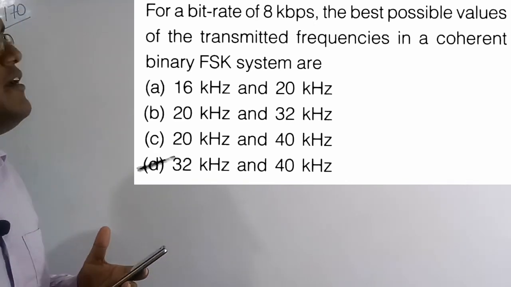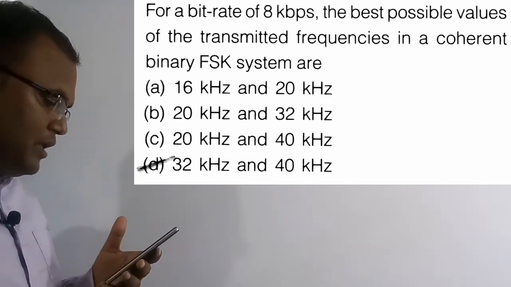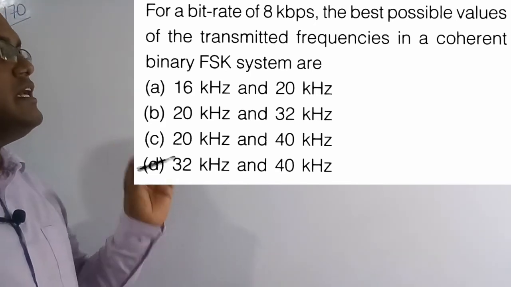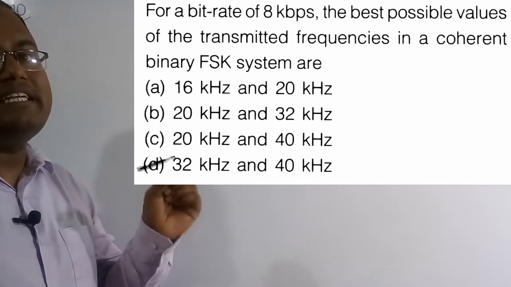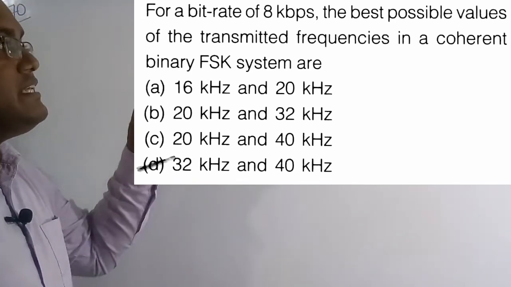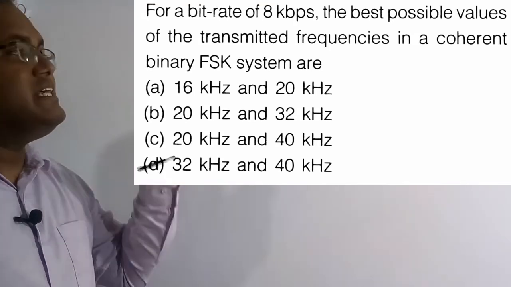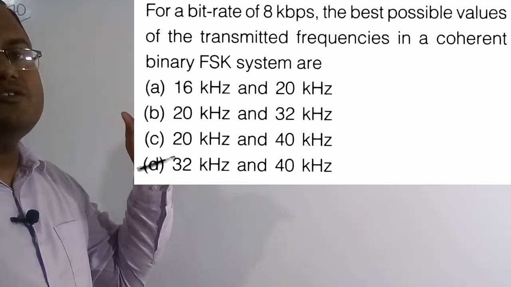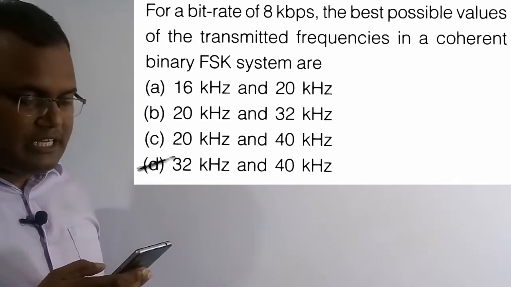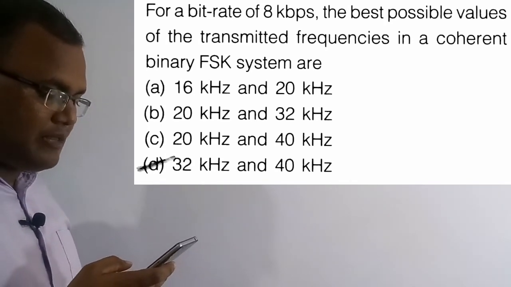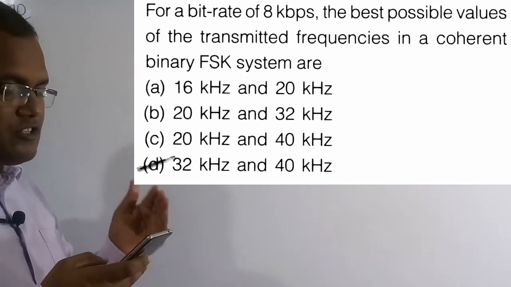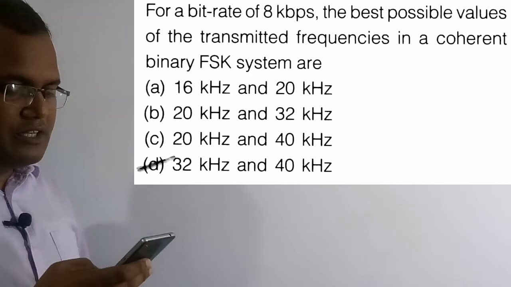So basically here we are going to use the coherent binary FSK system. Coherent schemes mean the frequencies in the carrier are of integer value. They are going to have different frequencies, but here the cycles are fully integers, meaning an integer number of cycles occur in the carriers. Therefore, based on this frequency shift keying and the bit rate of 8 kbps, we have to find the best possible values of the transmitted frequencies.